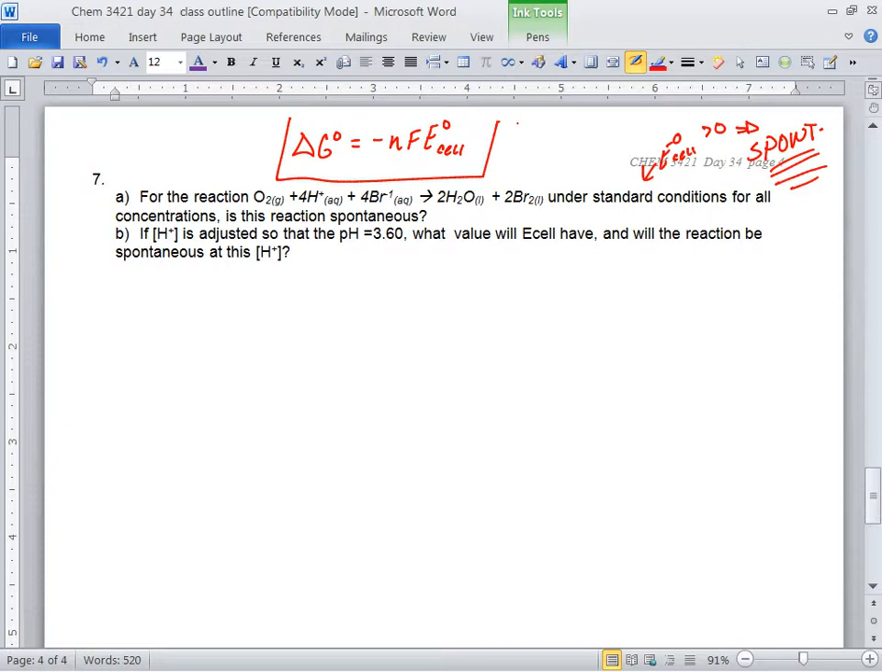Well, if we're going to get E0 cell, instead of going back and forth, let's just find the standard reduction potential table. What page is the standard reduction potential table on in here? Page 115? Oh yeah, there's one on page 115. Right? Okay.